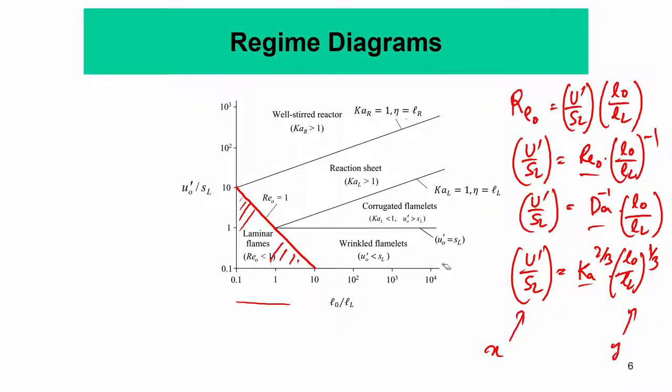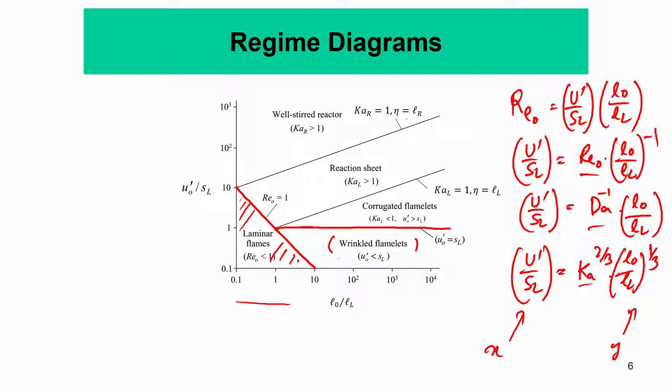So this side of the flames will only be mildly wrinkled by the turbulence. This regime is essentially called the wrinkled flame regime. And this regime, where u prime by SL is equal to 1 and beyond, will be called the wrinkled flamelets regime, because the flame speed is smaller than the fluctuating velocities.